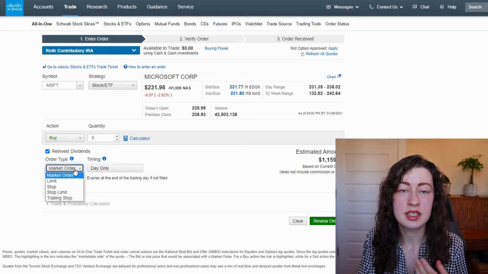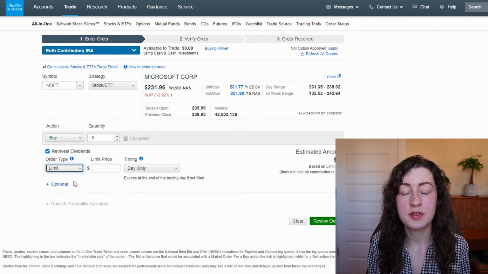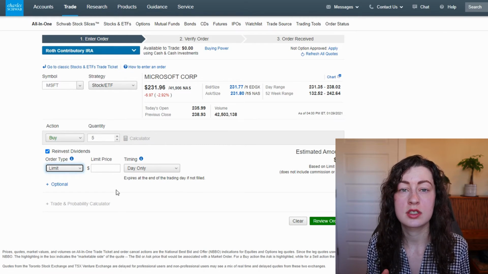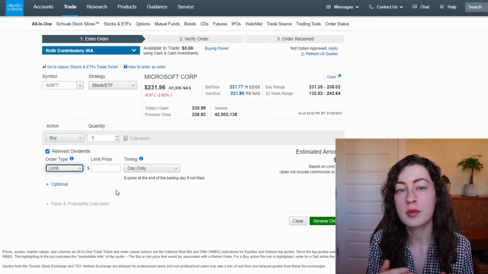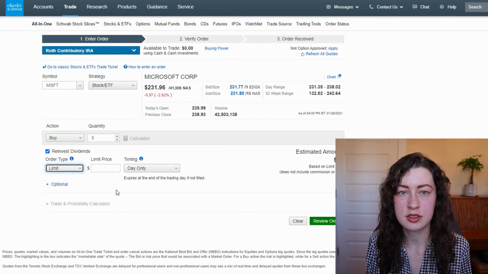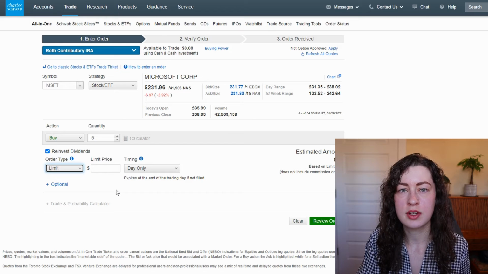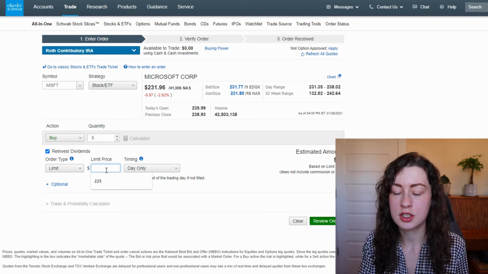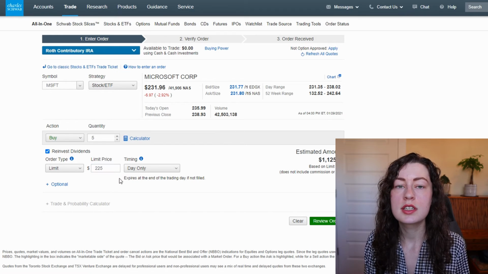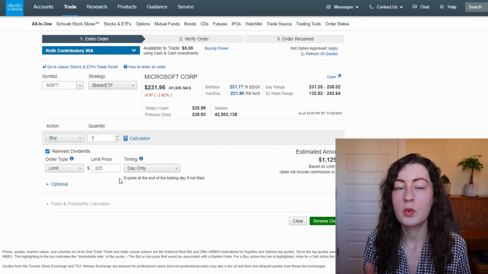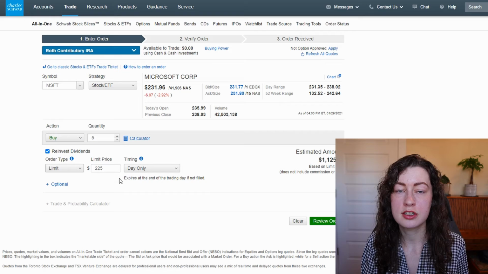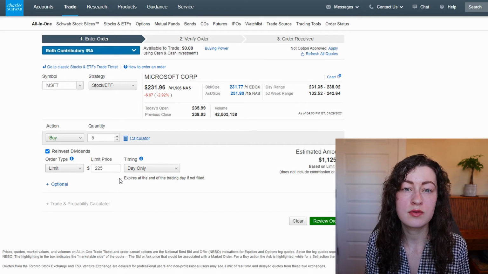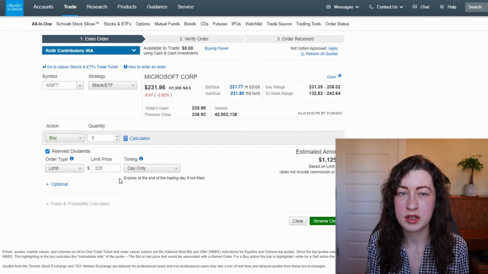The next option is limit order. So what this means is if you're buying shares, you want to wait until the stock drops to a certain value before actually submitting that transaction. So currently Microsoft is valued at $231. If we wanted to put a limit order in for, let's say, $225, this essentially would be telling Schwab, we don't want to actually buy these 5 shares of Microsoft stock until the value of those shares drops to $225.